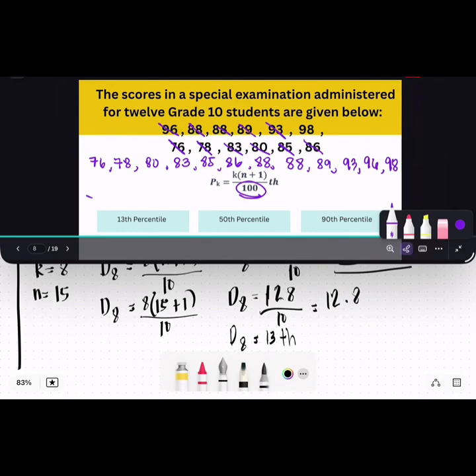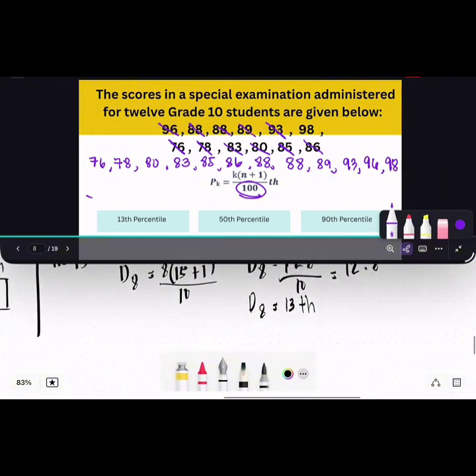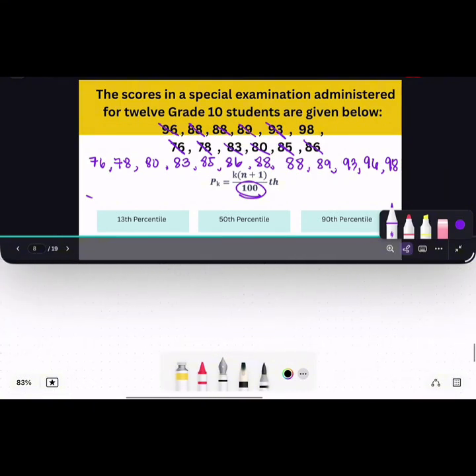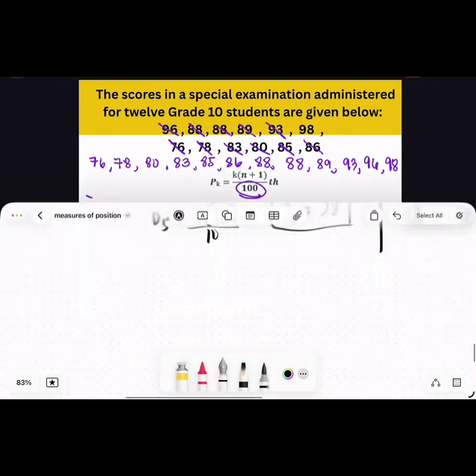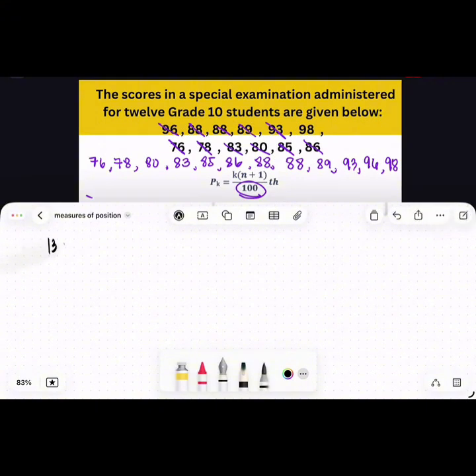Now we can proceed in solving our 13th percentile, 50th percentile, and 90th percentile. So let's move to a vacant space. So first, we are going to solve for the 13th percentile. So let's write the 13th percentile.